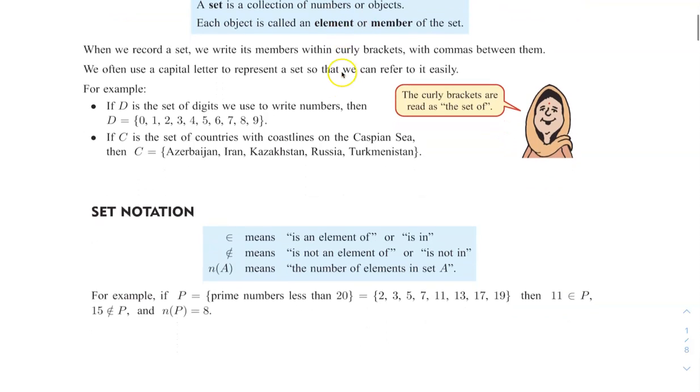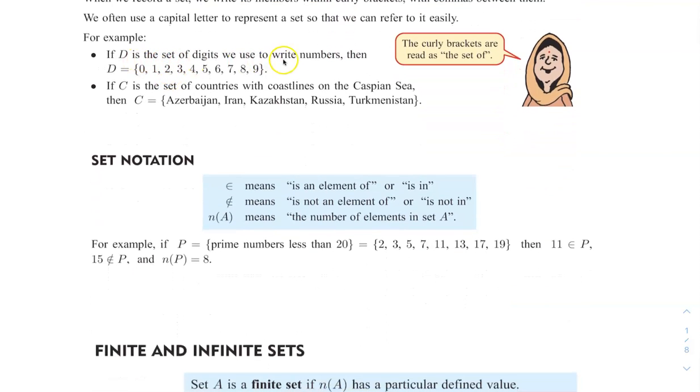So we got a couple examples here. If D is a set of digits we use to write numbers, then D is, so this is all the basic digits you see like on a phone or something: 0, 1, 2, 3, 4, 5, 6, 7, 8, 9. Each one of these things is an element of the set. So 0 is an element of the set, 2 is an element of the set, 3 is, and so on. As the nice lady tells us, the curly brackets are read as a set of. So anytime you see the curly bracket, it's like a listing. These are a set of elements to that set.